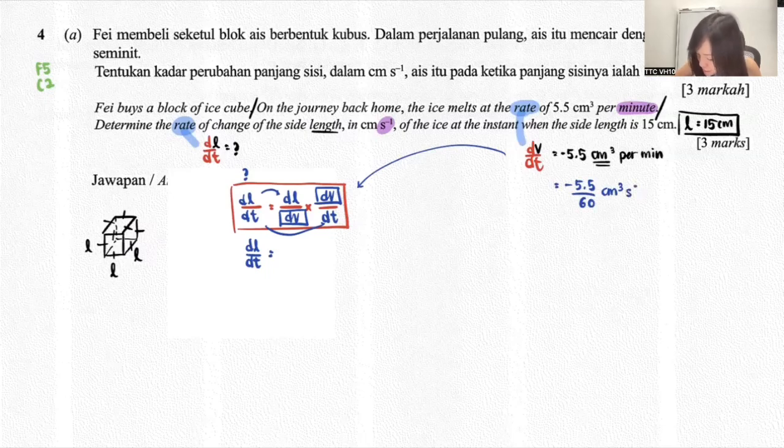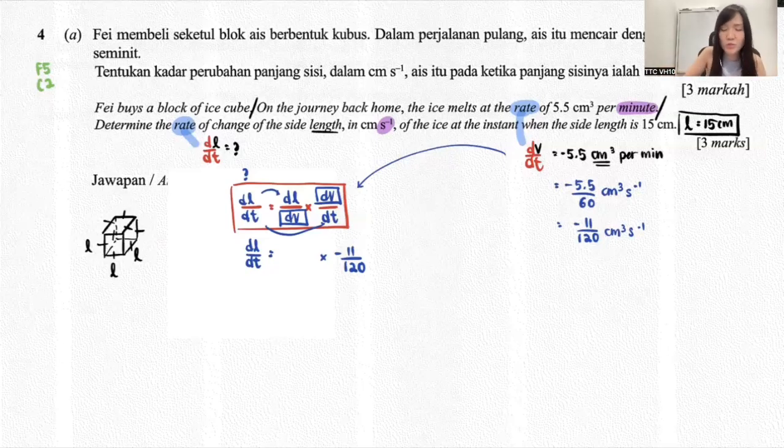Okay, I should write it like that: per second. So negative 5.5 divided by 60. I guess getting negative 11 over 120 cm cube per second. Oh, I should put negative 11 over 120. The negative is your first careless mistake. The second careless mistake is per minute, per second. Can you see? Very tricky. A lot of traps, I would say.